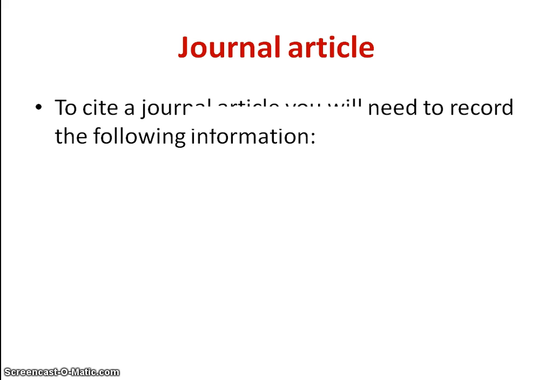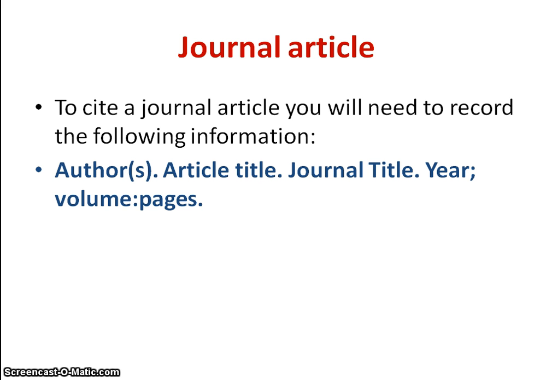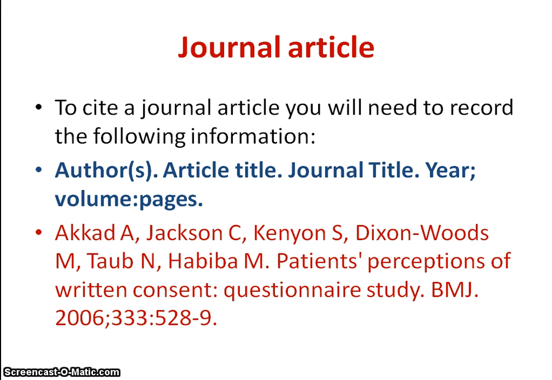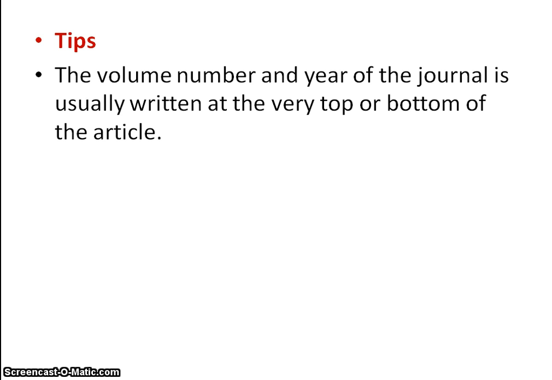So for a journal article, to cite a journal article you will need to record the following information: author or authors, full stop, article title, full stop, journal title, full stop, then year, semicolon, volume, colon, and pages. And this is one of the examples. Some important notes: the volume number and the year of the journal is usually written at the very top or bottom of the article.